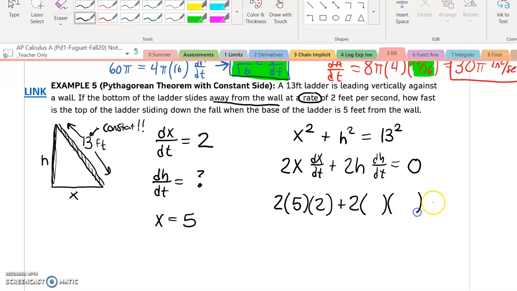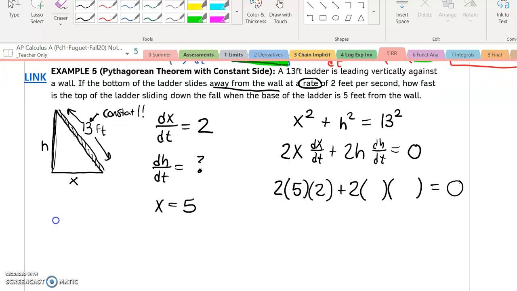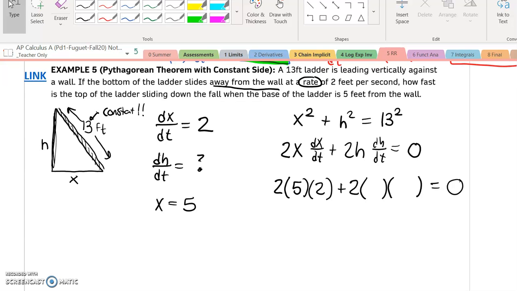And here's the thing about related rates. Related rates can have as many rates and as many values as we want, as long as we only have 1 unknown. And we have 2 unknowns right now. So a little pause here for you to think about, what can I do to figure out what h is?